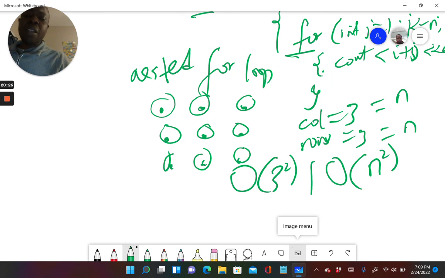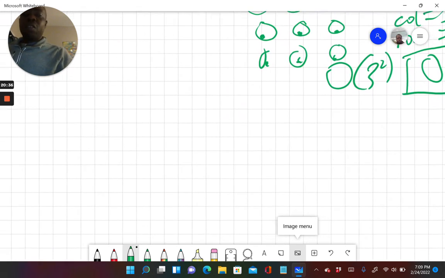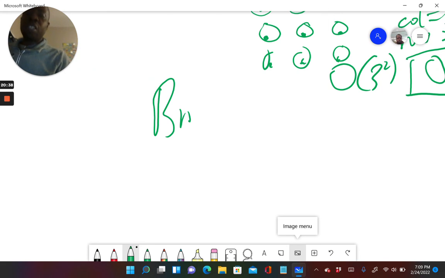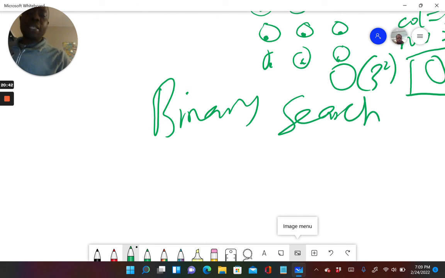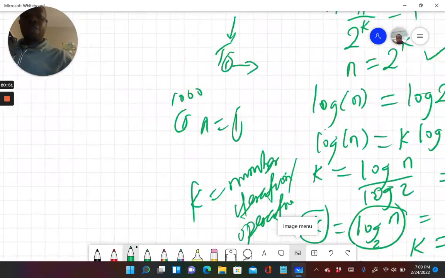Now, the order doesn't mean anything special. It just means that the number of operations that you will perform is going to be n squared. And for binary search, once again, the time complexity is order of log n. That is how to prove it. Once again, look at it from the beginning.